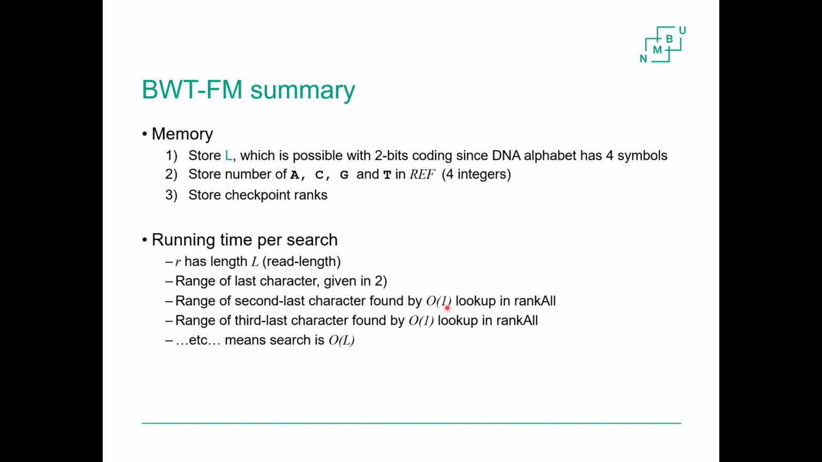And then you have the rank of the second last character, right? And in order to find the rank of the third last character, it's again a lookup of order 1, or constant running time. And this means that you have to do this for the length of the read. For each symbol in the read, you have to do this, right? Which means the running time for the whole looking up over the read is big O of read length.